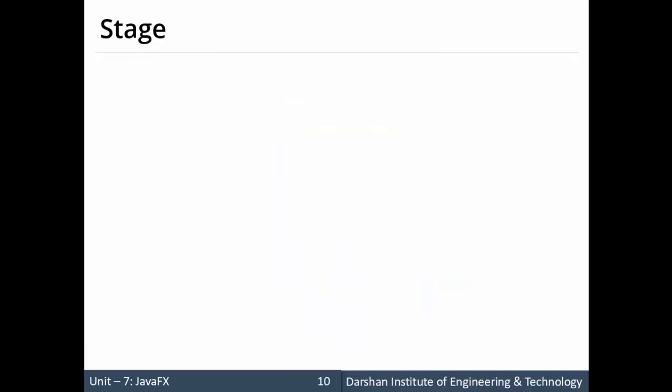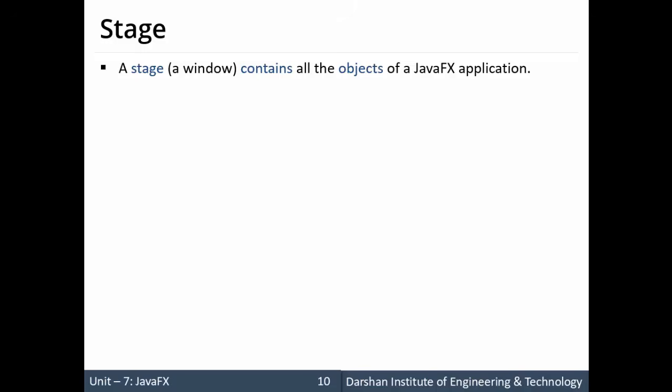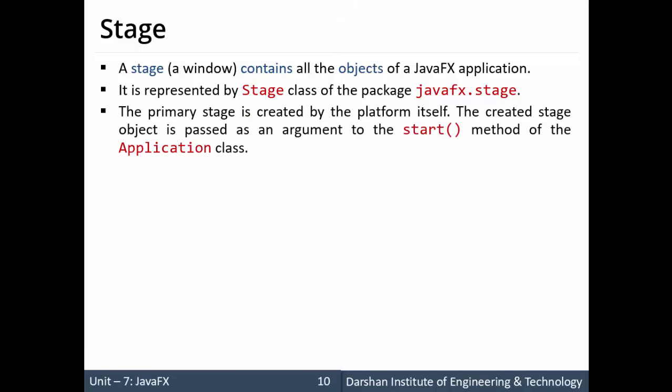So stage. What is stage? Stage is basically a window that contains all the objects of the JavaFX application. Means all the objects means it is always going to contain a scene. So let's move further. Now this stage is represented by the Stage class of the package javafx.stage. That means if we want to add a stage into our program, we need to import the javafx.stage package into our program. Now this is basically a stage which is primarily created by the program itself.